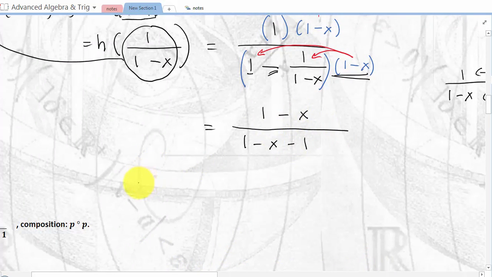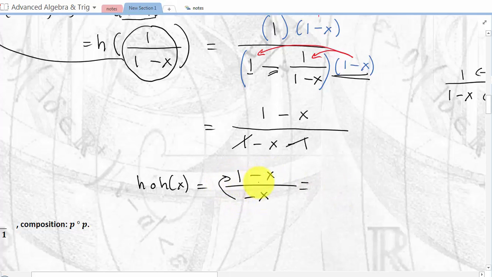Therefore, what do we have? The composition h of x is, so at the top, 1 minus x. At the bottom, 1 minus 1 cancels, negative x. And here, I wouldn't leave a negative sign right here. Instead, I'll bring it to the top and change the top. So this is the opposite of 1 minus x, which is x minus 1, over x.